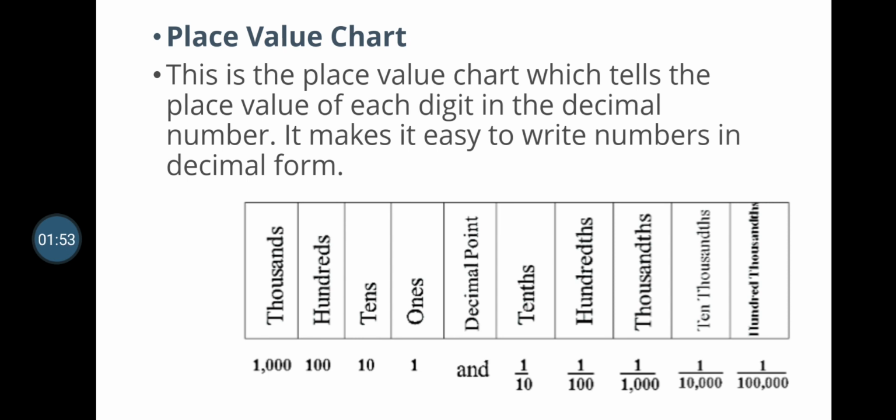So the normal whole number is there, and to the right of the decimal point you have the place values of 1 by 10, 1 by 100, 1 by 1000, 1 by 10,000. So the numbers become 10 times smaller as it goes towards the right. And if you see in the whole number part, it goes 10 times bigger. So that's how the place value chart works.